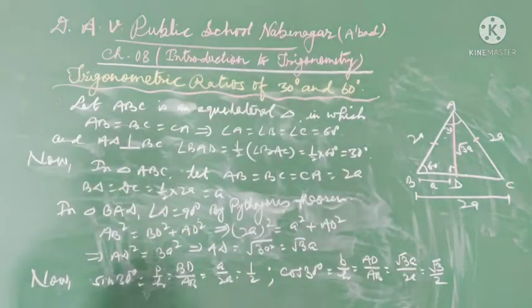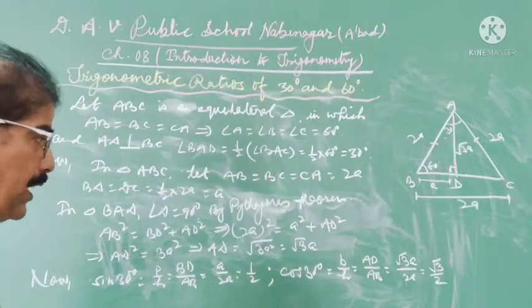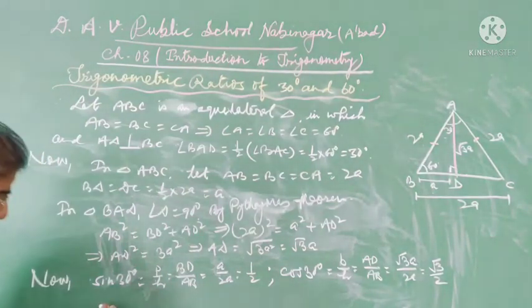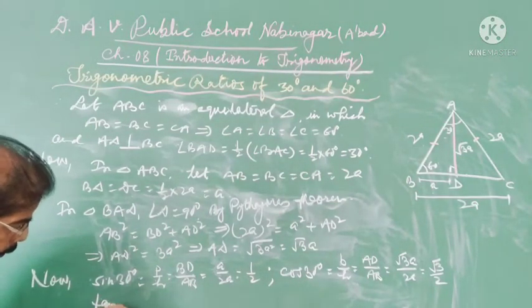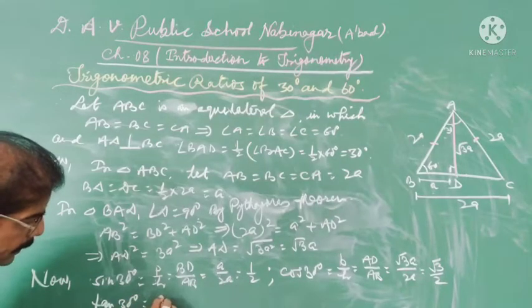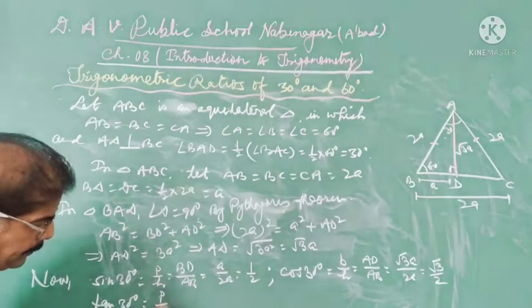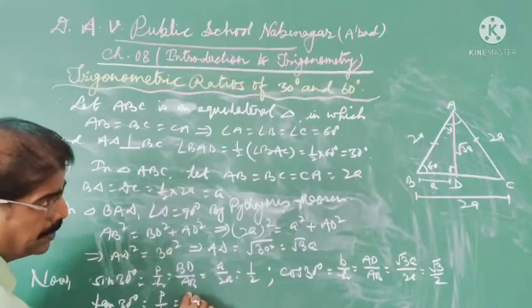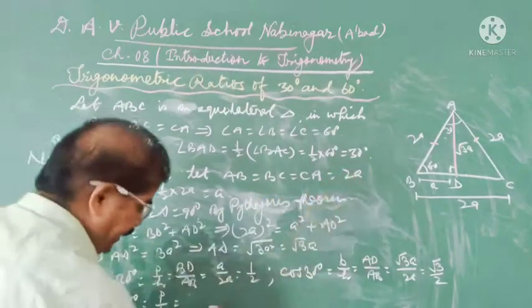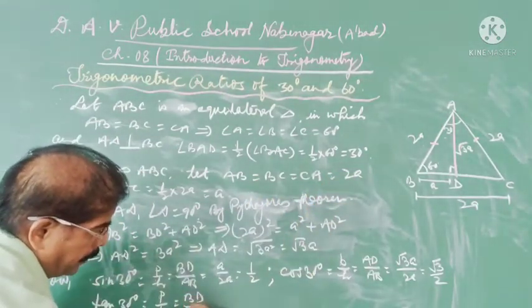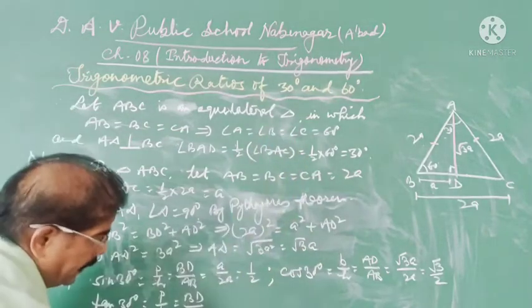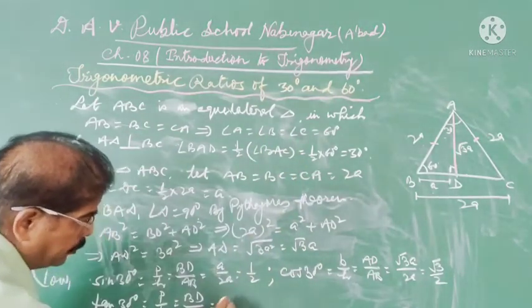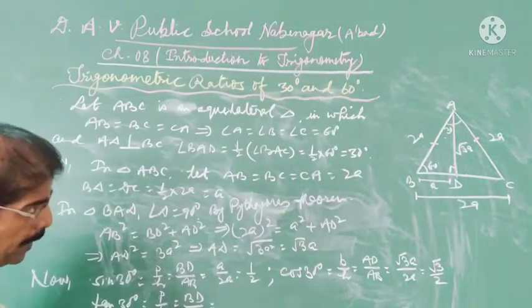And tan 30 equal to P by B. P means BD and B equal to AD.